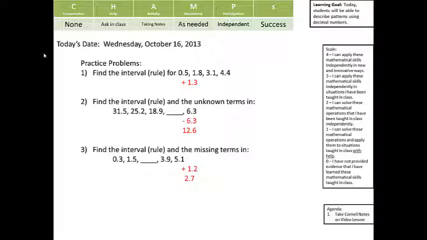Alright, so go ahead and check your answers. Number one, there was an interval of adding 1.3. For number two, the interval was subtracting 6.3, and the unknown term was 12.6. And for number three, we were adding 1.2, and the unknown term was 2.7.